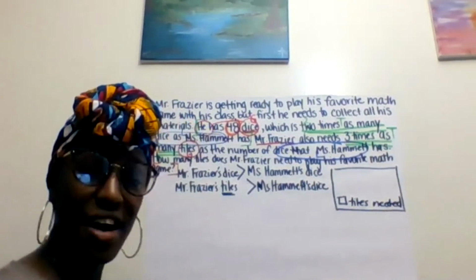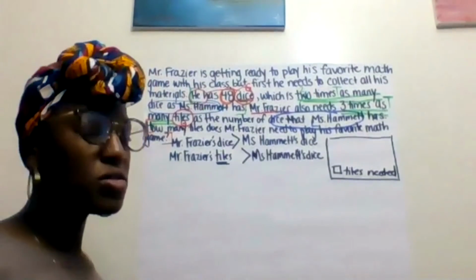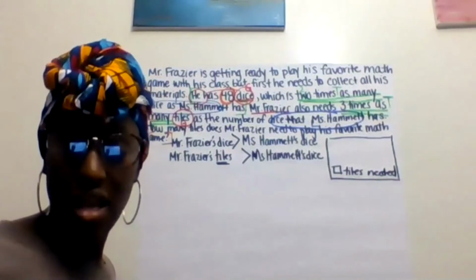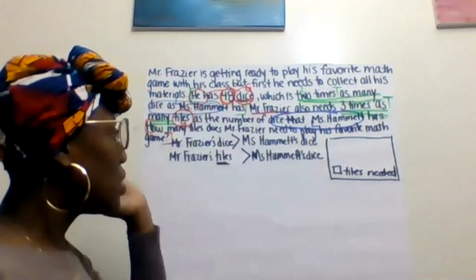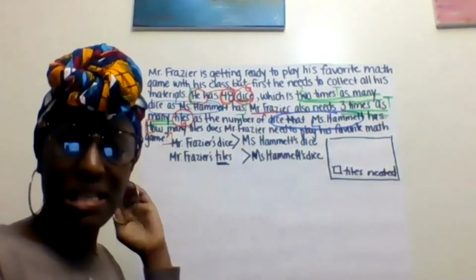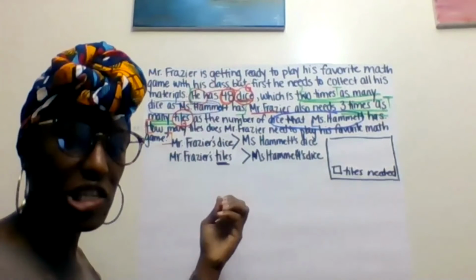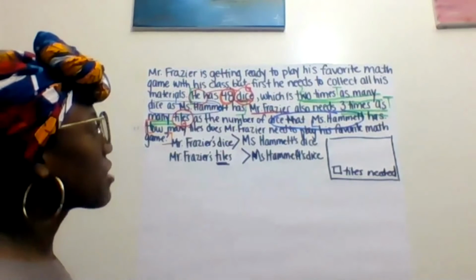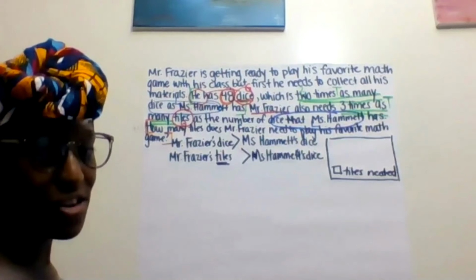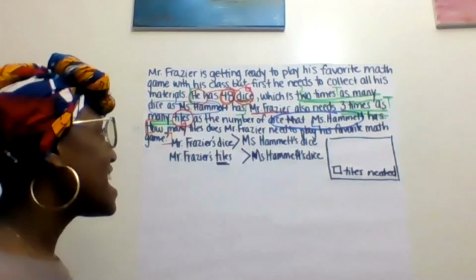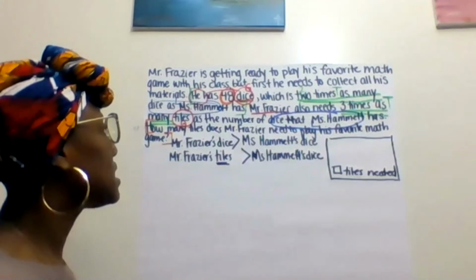Short and sweet. Now we know if we're thinking about tiles needed, I know this story problem included lots of multiplicative comparisons. So I'm going to go back and reread to see, if we need to figure out the number of tiles, we know the number of tiles is the greater amount. That means I'm going to need a lesser amount and a times as many in order to get all the way here. Let's see if we can get that information. Mr. Fraser is getting ready to play his favorite math game with his class. But first, he needs to collect all his materials. That's just context.